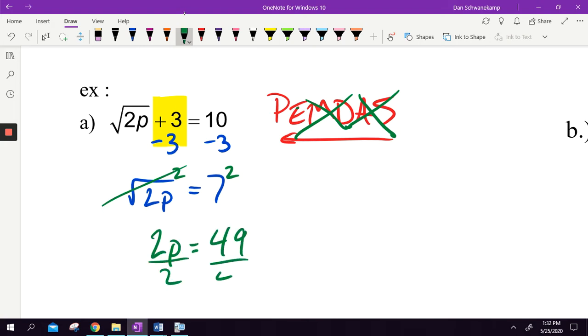Divide by 2, divide by 2. P is 49 divided by 2. You could leave it as 49 divided by 2. If you want to go a decimal, that's 24.5. Same difference, both work.